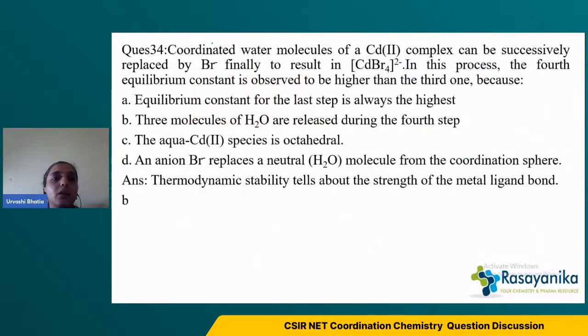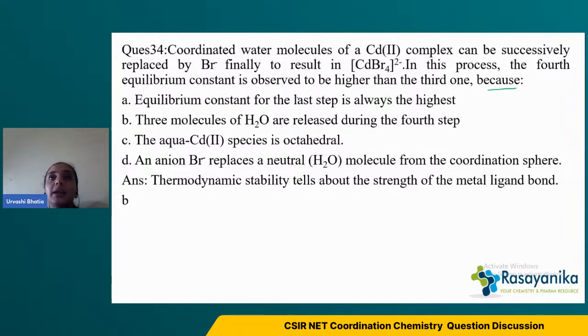Okay. So coordinated water molecules of a cadmium aqua complex can be successively replaced by bromide, finally to result in cadmium tetrabromide. This is a tetrahedral complex. In this process, the fourth equilibrium constant is observed to be higher than the third one because... So you have to give the reason.